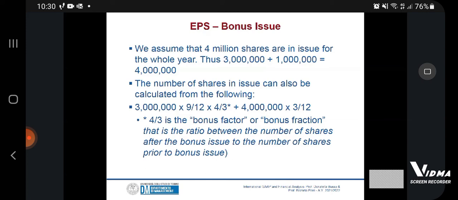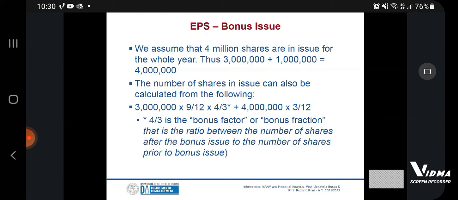After the bonus issue, we have 4 million shares. Prior to the bonus issue, we used to have 3 million. That is 4 million compared to 3 million. That is the bonus fraction, 4 to 3. And now you see what we do. We consider that these 3 million shares before the bonus issue are weighted with a time factor, 9 to 12 months. We understand why we do that. But they are also multiplied with a bonus fraction, which is 4 to 3.